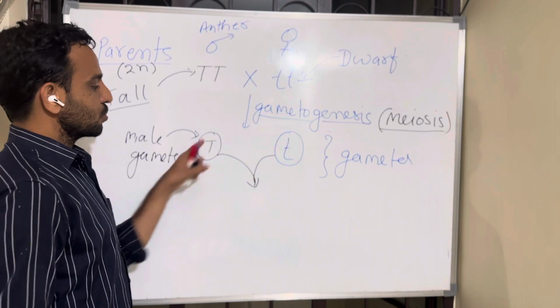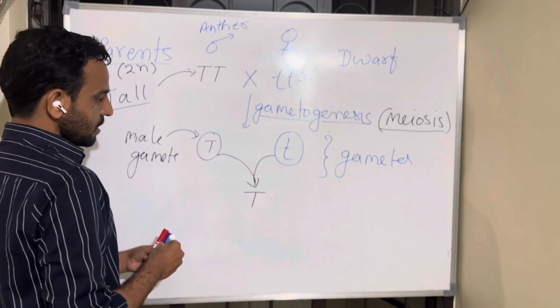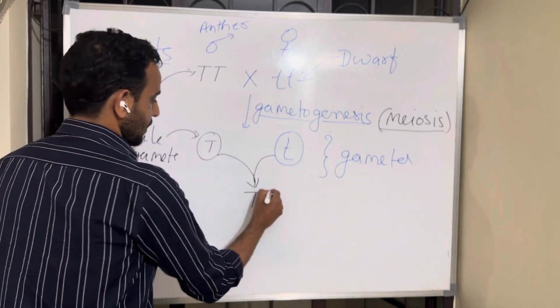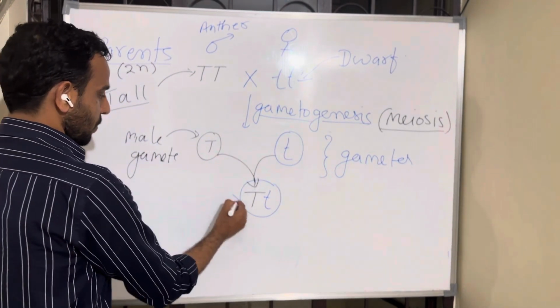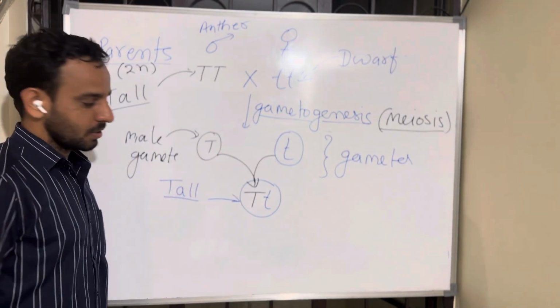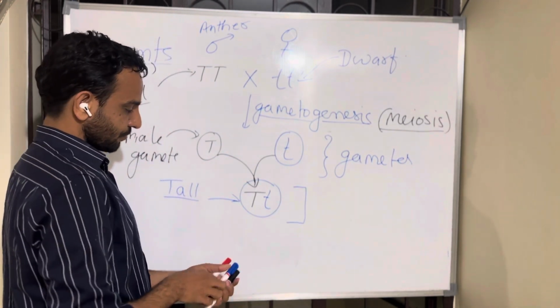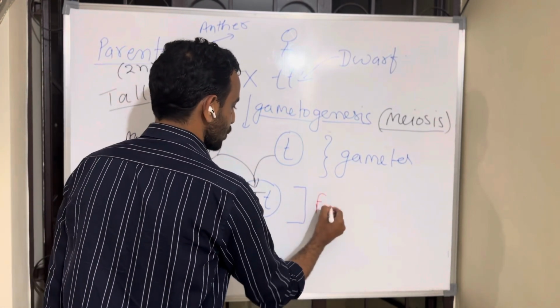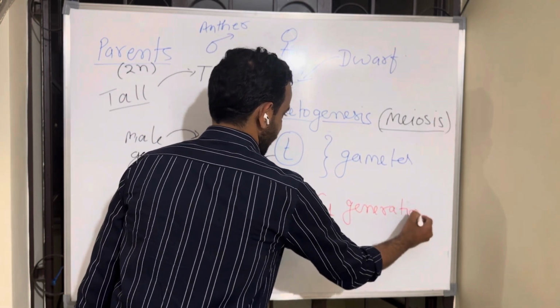So here these two gametes will fertilize, and what will be produced there? Capital T, small t. This one is produced here, capital T, small t. So what type of plant is this? This is a tall plant. And which generation is this? F1 generation.